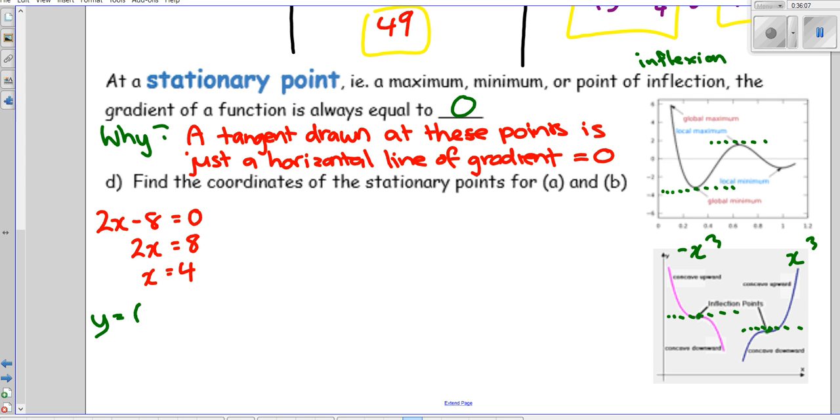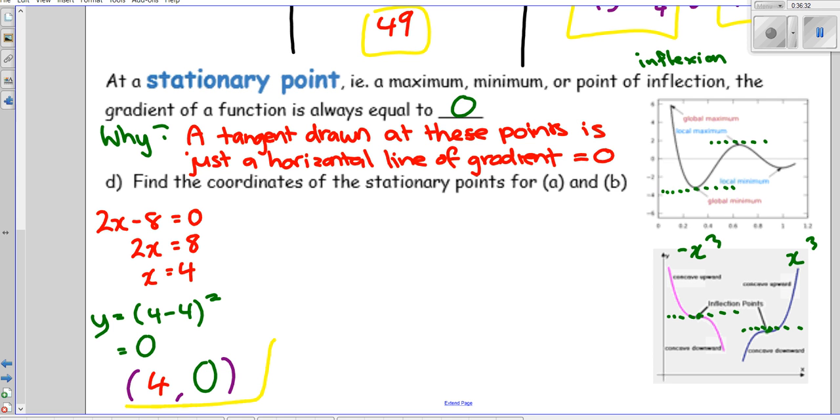I'm running out of space on my page, so I just did it. It's going to be 0, which is fine. It's definitely possible. So our answer would be 4, 0. That's the coordinate of the stationary point. We don't know whether it's a maximum or a minimum at this point, but it doesn't matter. They just said find the coordinates of the stationary point.